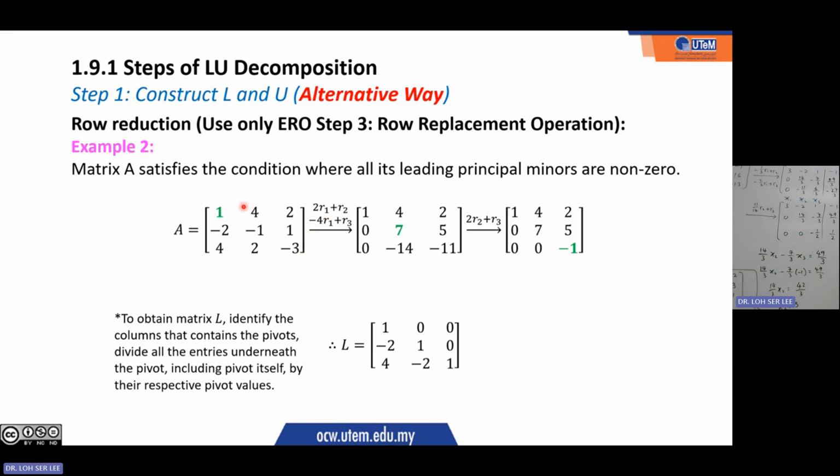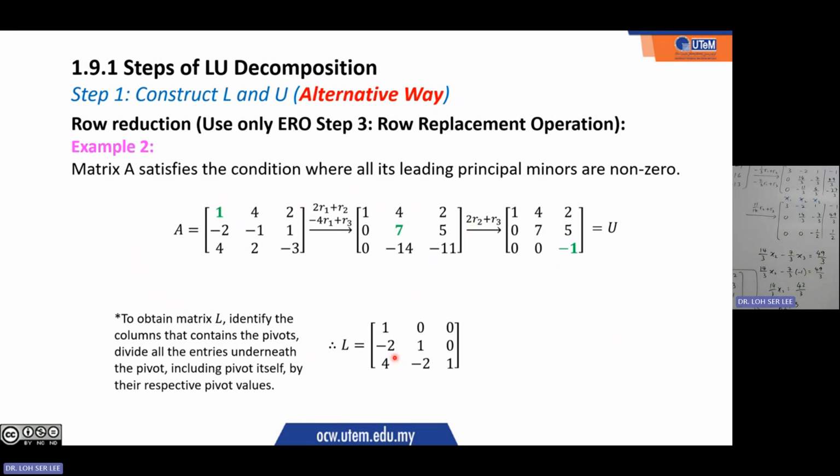Okay, so this is the matrix. So you just row reduce using the EROs. We use only the row replacement operation. That means Ri plus Rj. We use only that one to row reduce the matrix. And then one more operation, we get the REF. Okay, so this is your U. This is an upper triangular matrix, right?